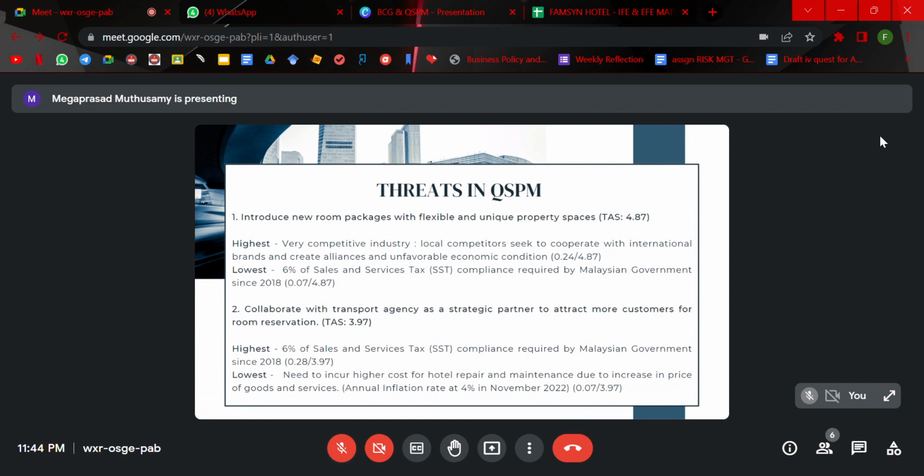The second strategy is collaborate with new transport agency as a strategic partner to attract more customers for room reservation. So the total attractiveness score is 3.97. The highest is the 6% sales and service tax, SST, compliance required by the Malaysian government since 2018. The highest score is 0.28 out of 3.97, and the lowest is the need to incur higher costs for hotel repair and maintenance due to the increase in price of goods and services, with the annual inflation rate at 4% in November 2022, and the score was 0.07 out of 3.97.